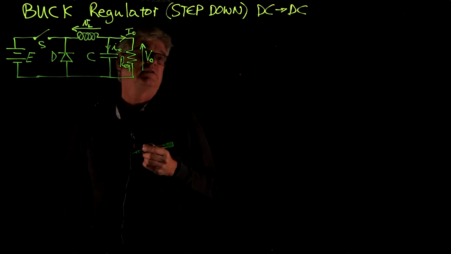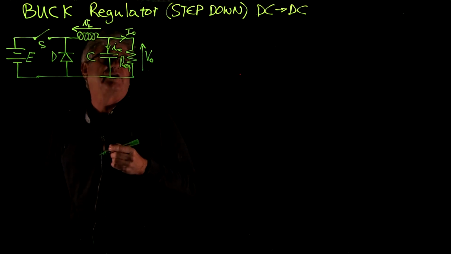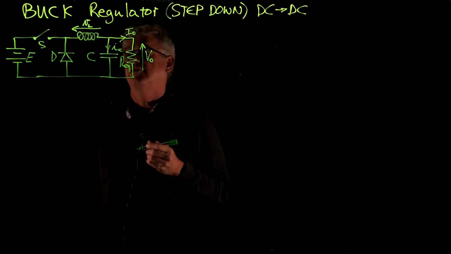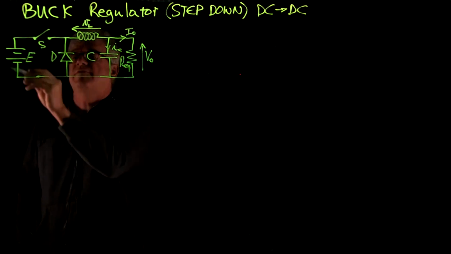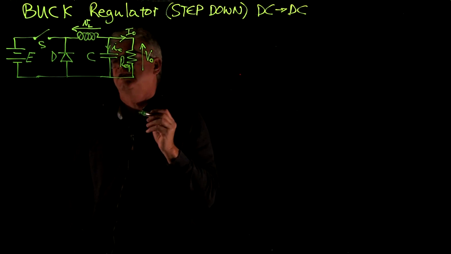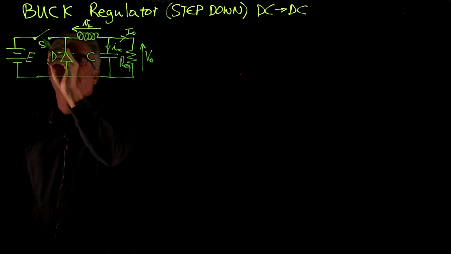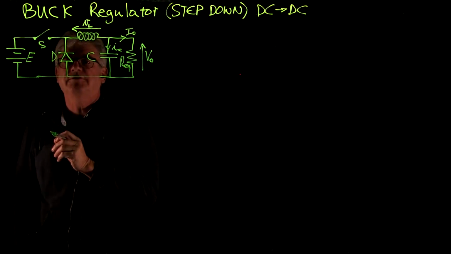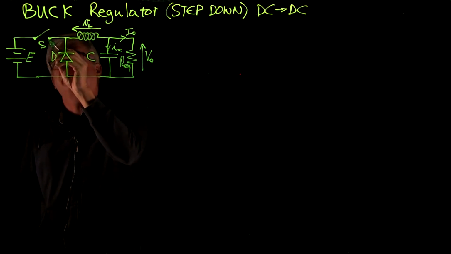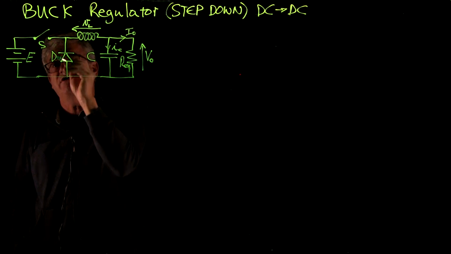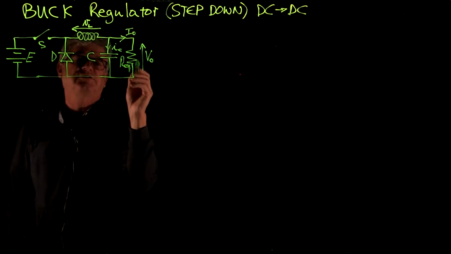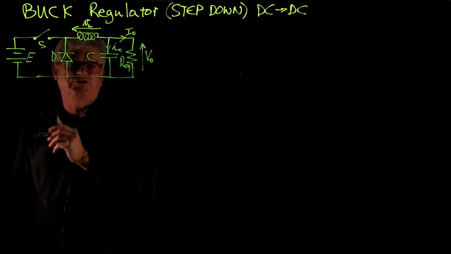A buck regulator is a step-down regulator that converts a DC to a DC voltage. Now the supply voltage is E and the output voltage is V out, and it has got a switch that is operated at a high frequency, and the duty cycle of the switch, that is the ratio between the time that the switch is on and the period of the switching, determines the output voltage.